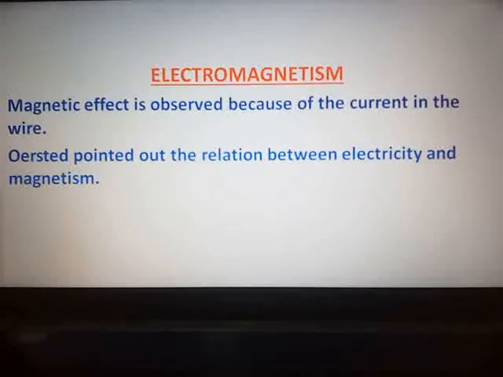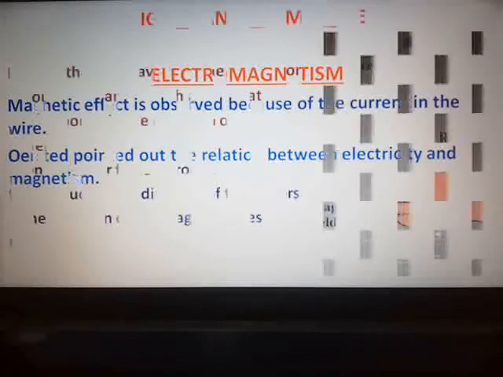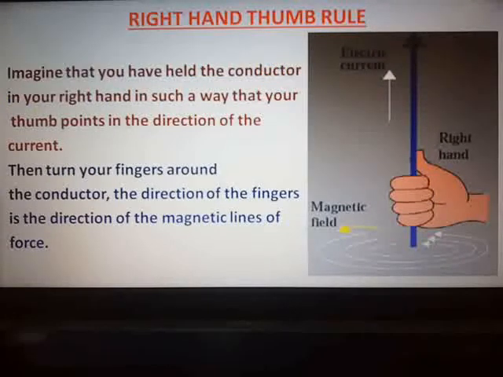After that, we are going to move towards our next topic for today, the right hand thumb rule. In this chapter, you have to study 3 rules. One is the right hand thumb rule, one is Fleming's left hand rule, and one is Fleming's right hand rule. So 3 rules you have to study, you have to learn them by heart.